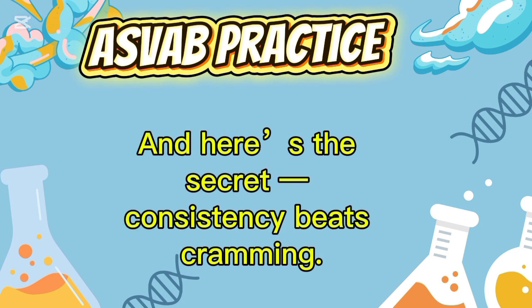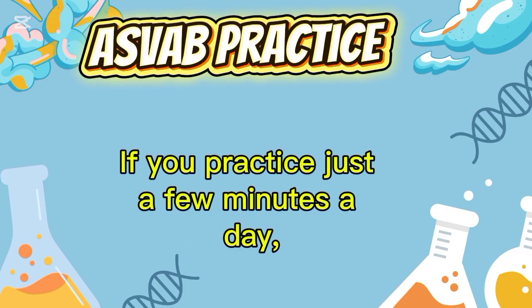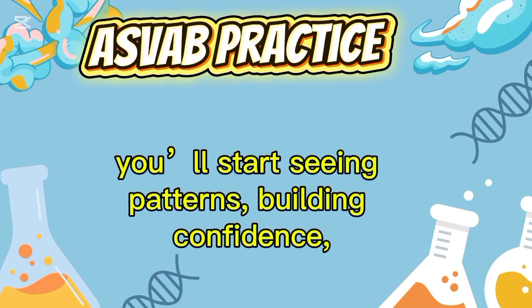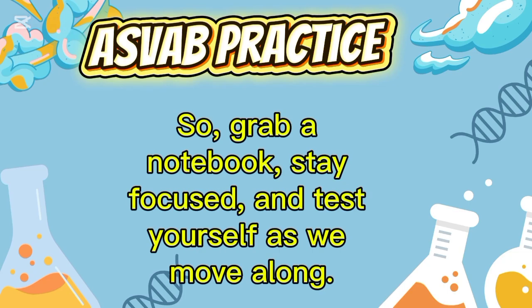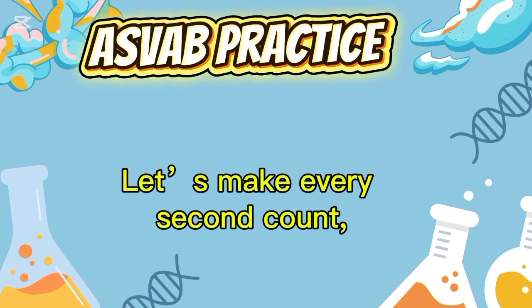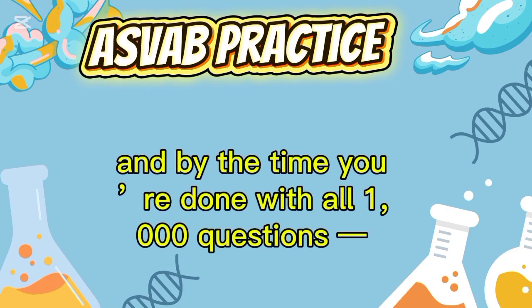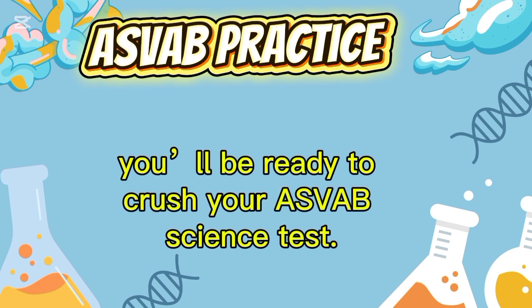And here's the secret. Consistency beats cramming. If you practice just a few minutes a day, you'll start seeing patterns, building confidence, and thinking like a test taker, not a guesser. So, grab a notebook, stay focused, and test yourself as we move along. Let's make every second count. And by the time you're done with all 1,000 questions, you'll be ready to crush your ASVAB science test.